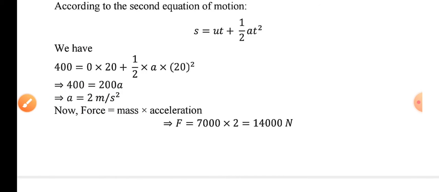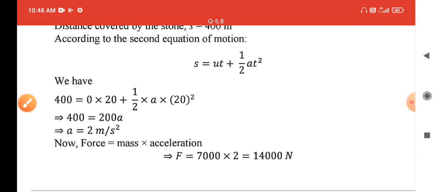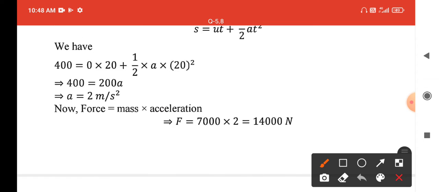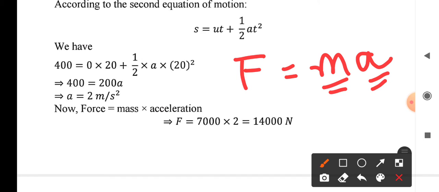Now see, we have to find the force acting on it. So what is the formula of force? See, already discussed, F equal to m into a. F equal to m a. So m is the mass and a is the acceleration.